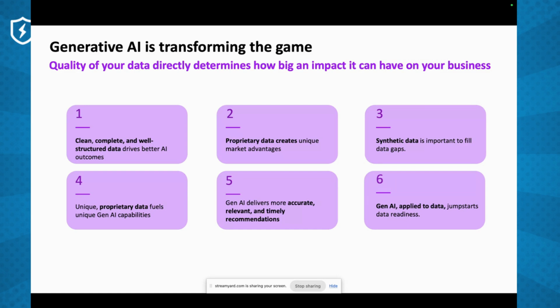And GenAI applied to data jump starts the data. So what I'm talking about is that we moved from traditional to modern data platforms, and then modern data with GenAI. But having a strong data layer is again the most important factor to make sure that you get the benefits of GenAI properly.